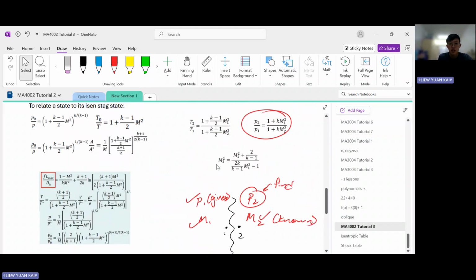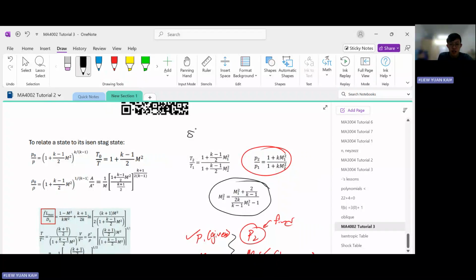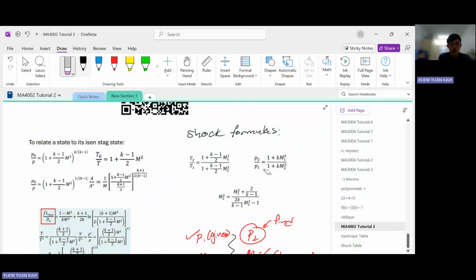So which formulas shall we use? We shall use this one, the Mach number formula in the shock relations. Remember, these are shock formulas, right? So between point 2 and point 3, you must use these sets of formulas. Okay, so let's go ahead.